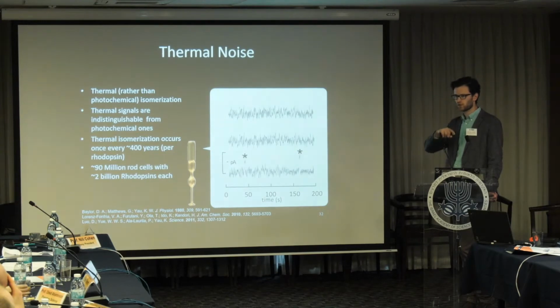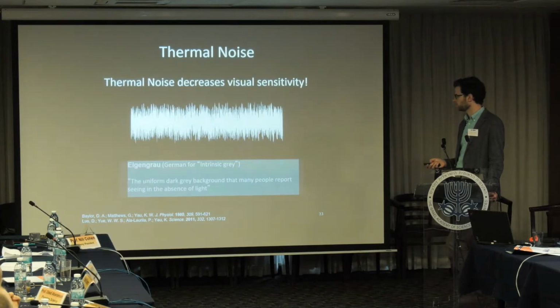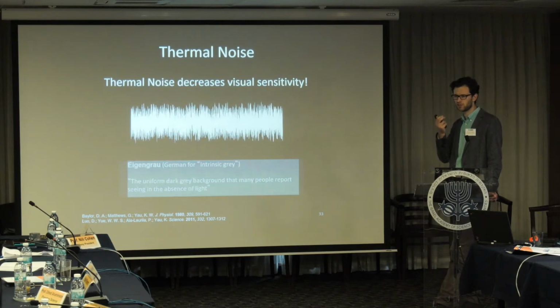So there is only one little problem. The barrier for thermal isomerization is so high that we could observe only one reaction in 400 years. But if you remember, at the beginning I told you that in one eye we have 90 million rod cells. This is a rod cell. And each rod cell has 2 billion rhodopsins. Because of this high number, even such a rare event becomes probable. So this rare event produces noise, because we don't actually see anything. There is no signal, but we still produce an electric signal.